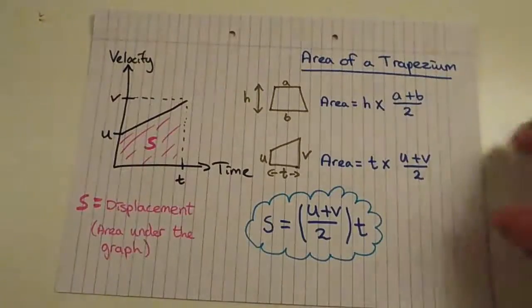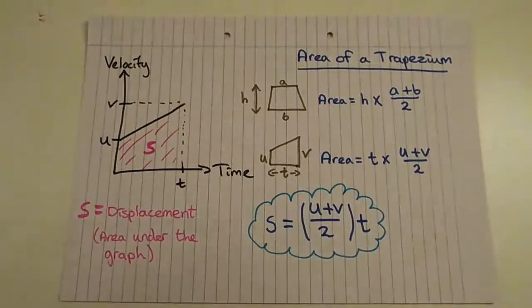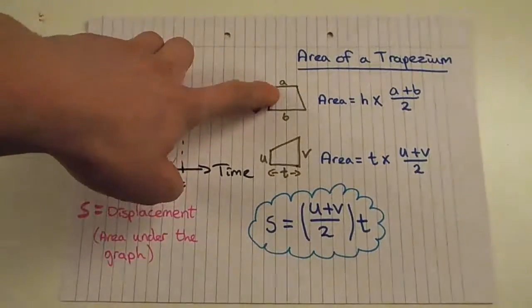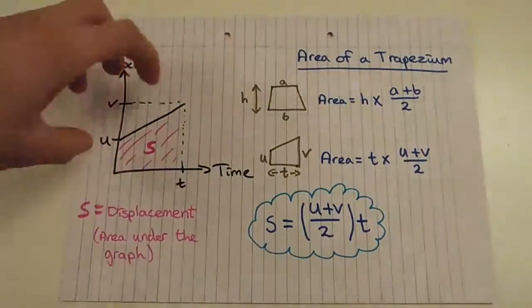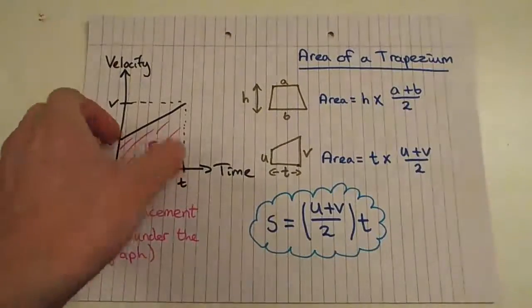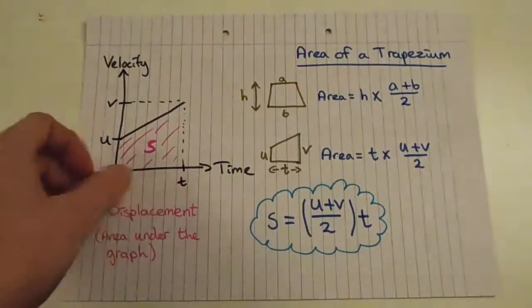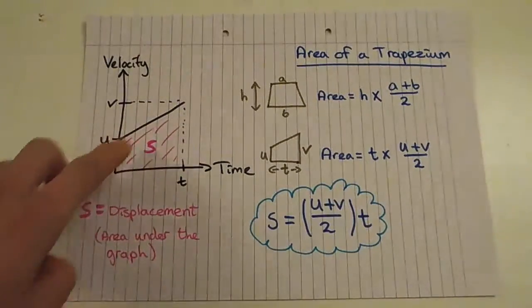Our next three are going to involve working out the area under a velocity time graph. So we can start off with using the formula for an area of a trapezium, which is equal to its height times the length of its short and longer sides divided by 2. We can take it as it is, as a trapezium, and the height is its time, and the short and longer edges are u and v.